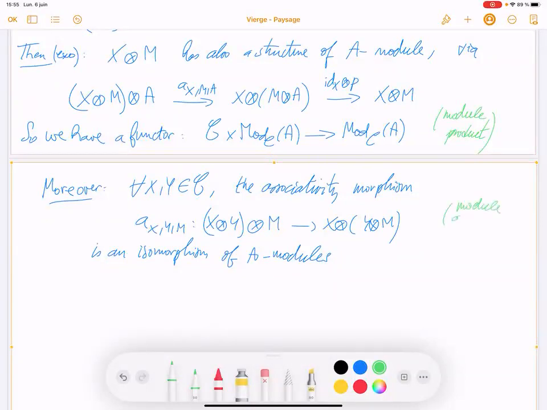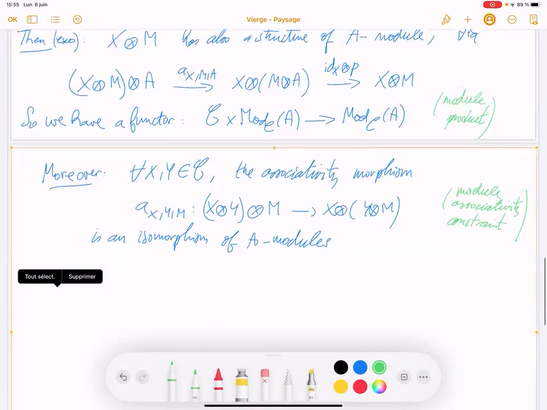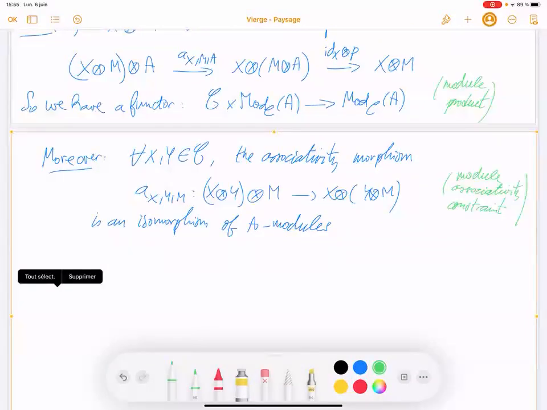Module associativity constraint, that will be. So I will state the result about the fact that mod CA is a module category, a C module category. I will state that soon, but I'm just writing the ingredients here.